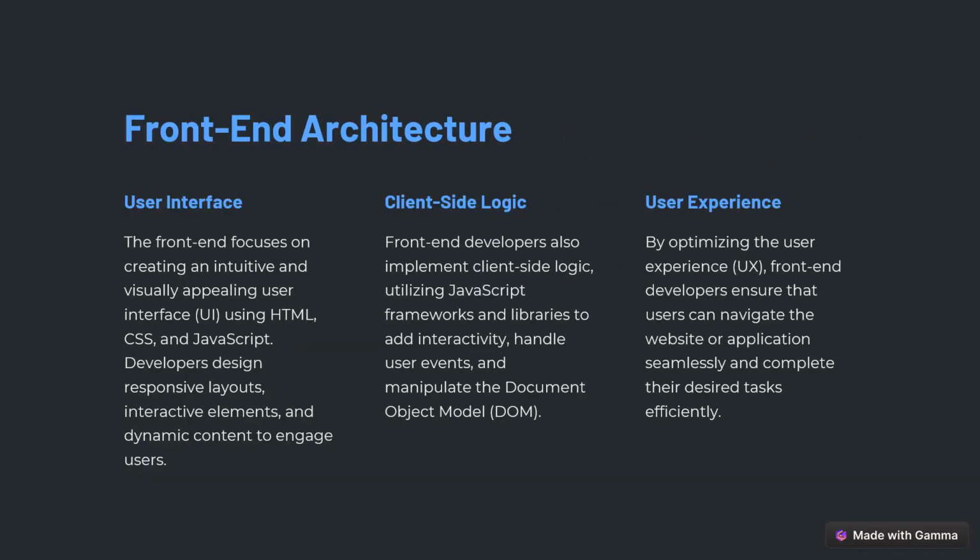Front-end architecture mainly consists of the user interfaces. User interfaces are designed using HTML, CSS, and JavaScript. Developers design responsive layouts for the best user experience and also use dynamic content to engage the users. Sometimes front-end developers also implement client-side logic using JavaScript frameworks and libraries to add interactivity to the website.